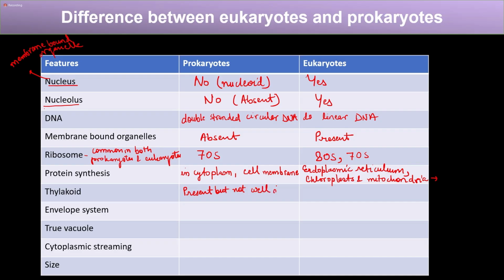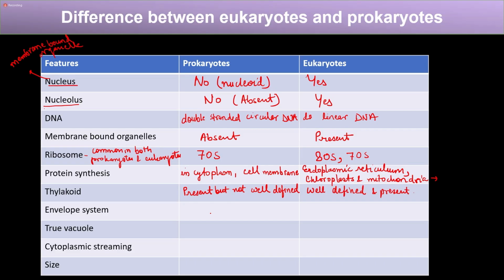Not well defined. We will study thylakoids in more detail later. But for now, just remember that thylakoids are present in prokaryotic cells but are not well defined. However, in the case of plants, especially eukaryotic plants, thylakoids are present and well defined. So they are present and well defined in the case of eukaryotes.